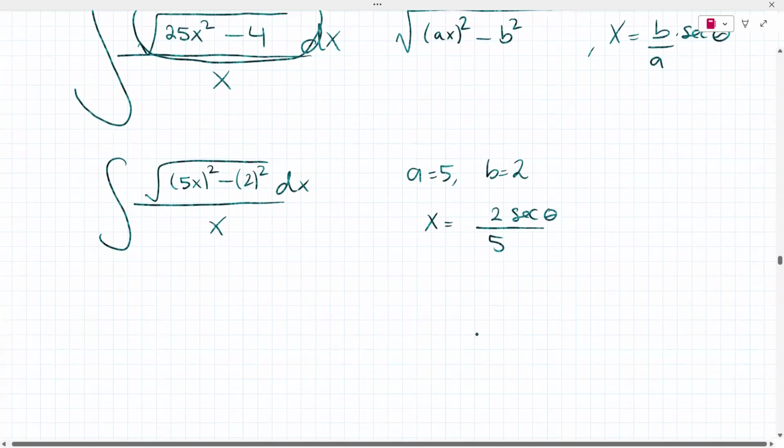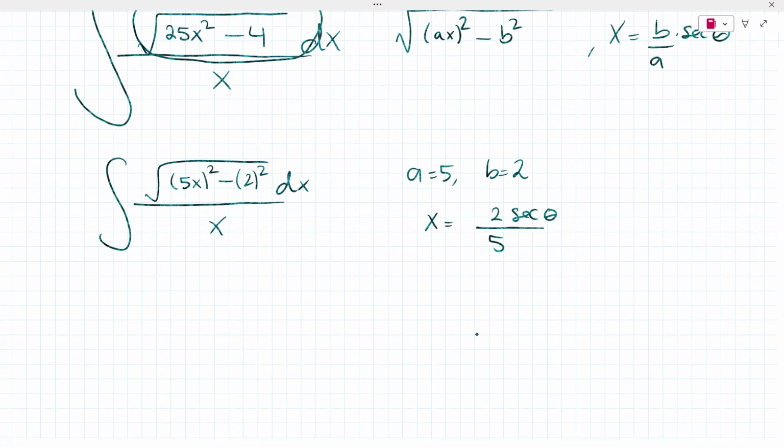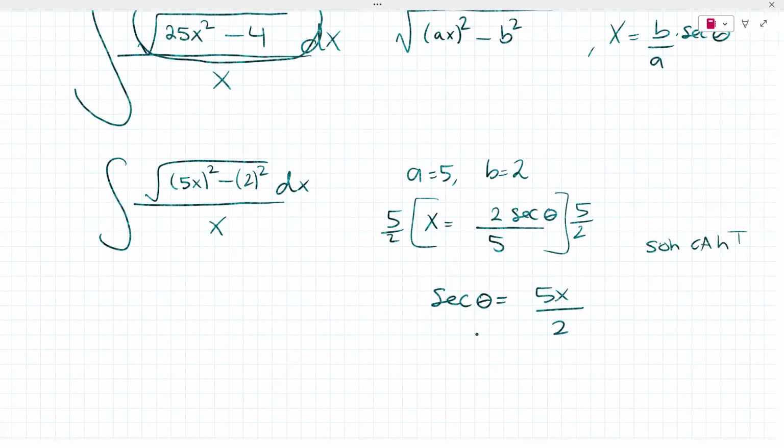Okay, then what we've got to do is just solve for secant theta because we're going to use our triangle. So secant theta, just multiply both sides by the reciprocal of 2/5, which is 5/2. So 5/2 would be 5x over 2. So what is secant? If you recall, secant is the reciprocal of cosine. So this would be your hypotenuse, and then this would be your adjacent, right?